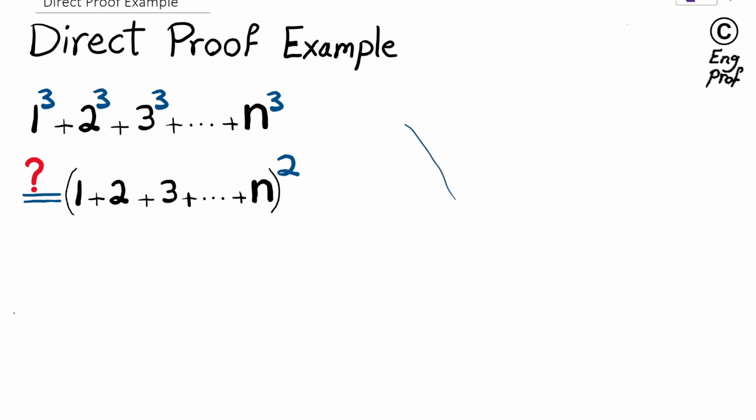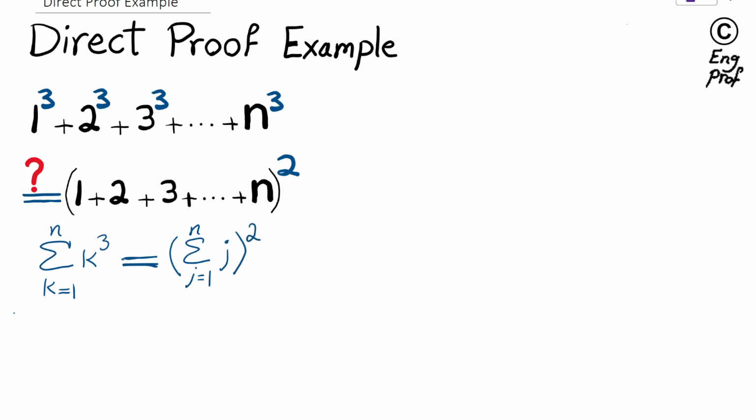This video shows a direct proof example to show that the sum of integer cubes from 1 to n, k to the power 3, is equal to the sum of integers from 1 to n, j, and then raised to the power 2, or basically squared. So what we are trying to show is sigma, first line, k from 1 to n, k to the power 3, or cube, is equal to sigma j from 1 to n of j, and then the whole thing raised to the power 2, second line.